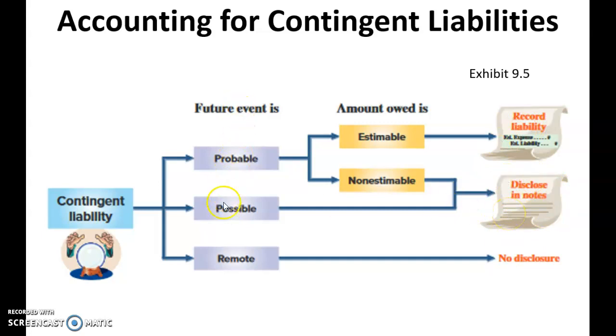And let's say the future event is remote. It's just very unlikely that the event will happen. It's very unlikely that we might lose the lawsuit, for instance. Then you do not have to worry about booking a liability or even making disclosure in the footnotes.